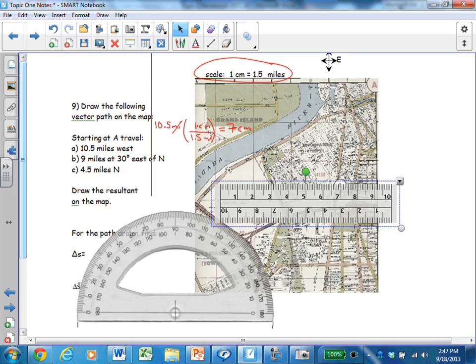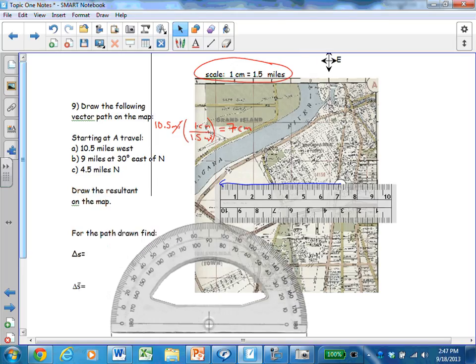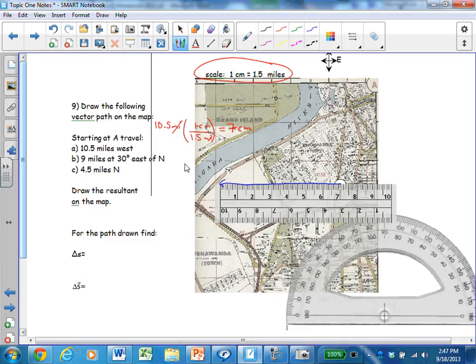Okay. So the blue is my first walking from A, or driving or flying, whatever we did. Starting at A, we travel 10.5 miles west. Okay? The distance I went, I can already fill out, but I'll get to that later. So 10.5 miles is 7 centimeters. Okay? The next thing I do is 9 miles. Well, what is 9 miles?